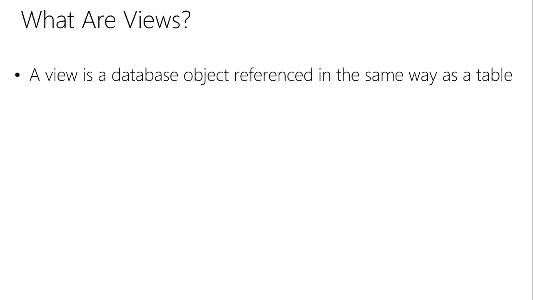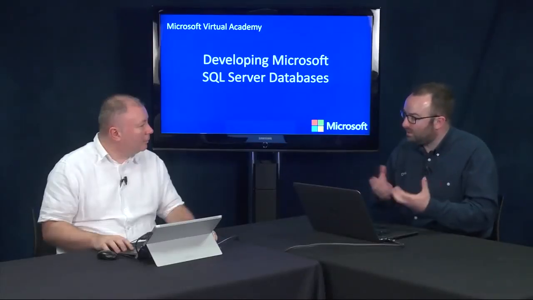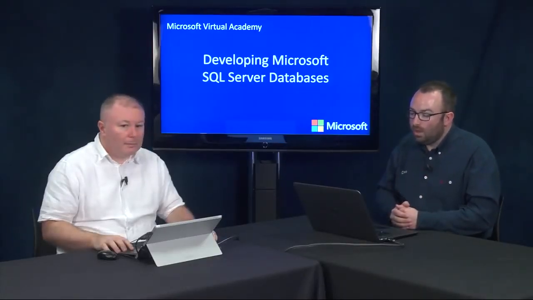Fantastic, thanks. And we'll move on from that demo and talk about views. So we've talked about tables, and I get that tables are where the data is stored. Tell me a little bit about views. So a view you can think about as a virtual table within the database. So it's an object that's referenced in the same way as a table. So you would select column names from a view name, and there's nothing from that query. You wouldn't know whether that was a table or a view.